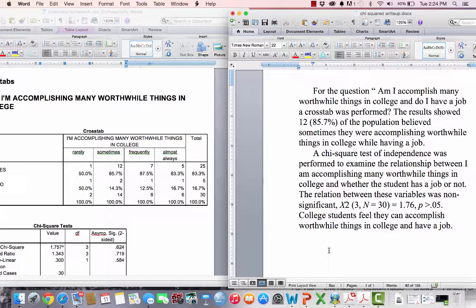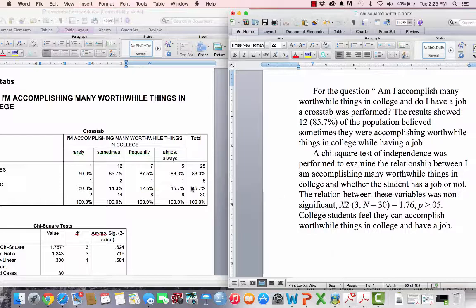highest number after was frequently, which was 7, which was another 87.5% of the population who believe they frequently experienced accomplishing things while in college and having a job, period. Therefore, more students believe that they were accomplishing worthwhile things in college than not, period.